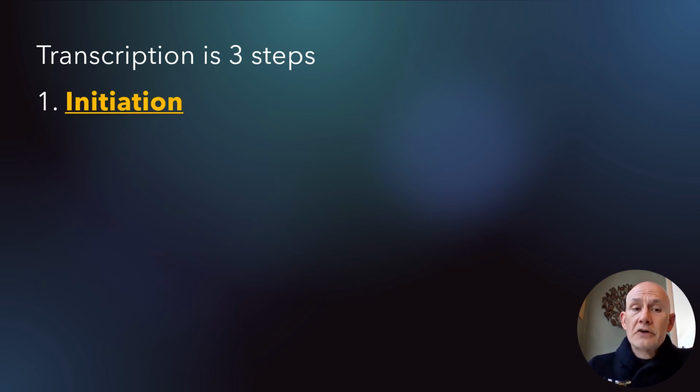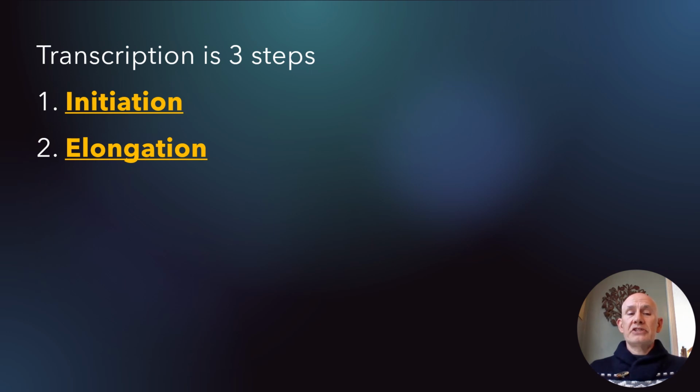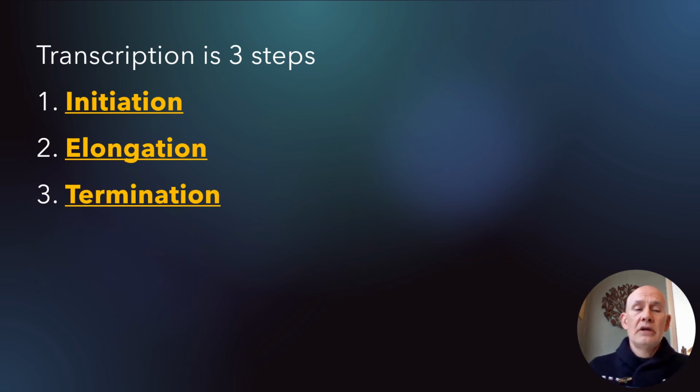All right, so transcription happens in 3 steps: initiation, elongation, and termination. Translation will also happen in 3 steps: initiation, elongation, and termination, because scientists are not clever in naming things.